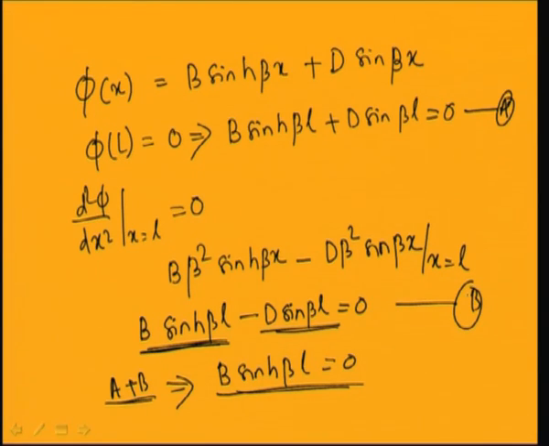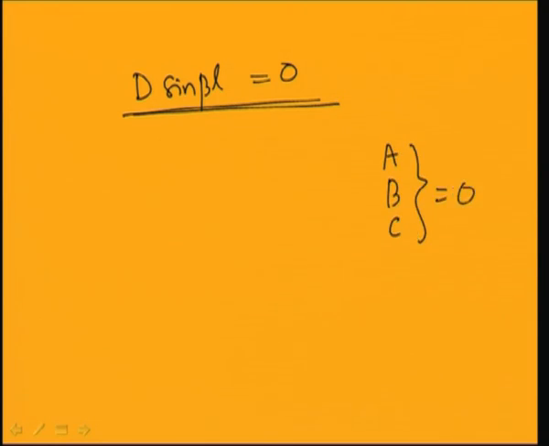So from this equation, either from A or B, as B equal to 0, we can write D sin(βL) equal to 0. Similar to the previous case, we should not write D equal to 0, as already we got that A, B and C are 0. If you write D equal to 0, it leads to the trivial solution, but as we are interested in the non-trivial solution, D should not be equal to 0.